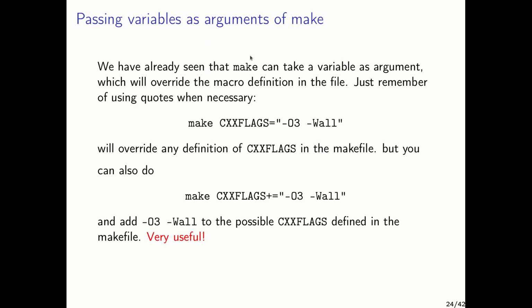I've already told you that you can pass variables as arguments and that they take precedence, so you can change the CXXFLAGS, for instance. Remember to put the quotes if you have more than one item separated by a space. You can also use a plus equal. I'm adding to the CXXFLAGS contained in the makefile -O3 -Wall.